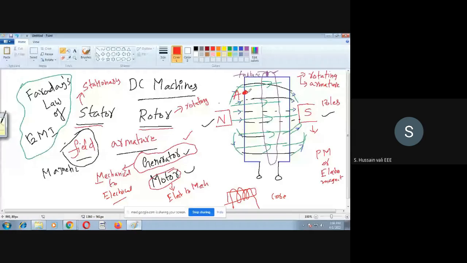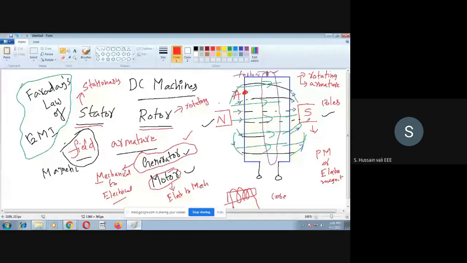Whereas the flux lines from the north pole to the south pole are stationary. It means the flux line pattern is fixed. Why is the pattern fixed? Because the north pole and south pole are both fixed. That's the reason we call it a stator, and it is stationary. So the north pole and south pole locations are fixed, and when the locations of these poles are fixed, the flux pattern between the north pole and south pole is also fixed.